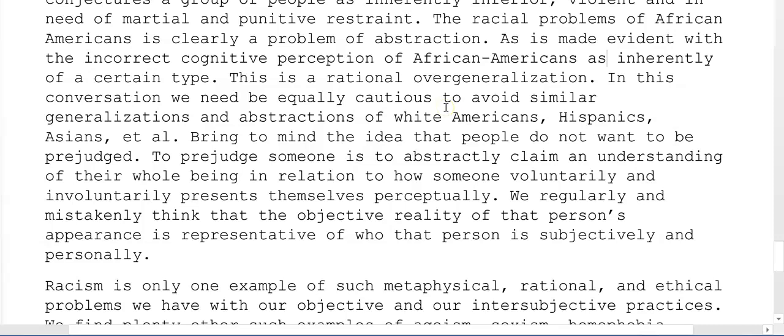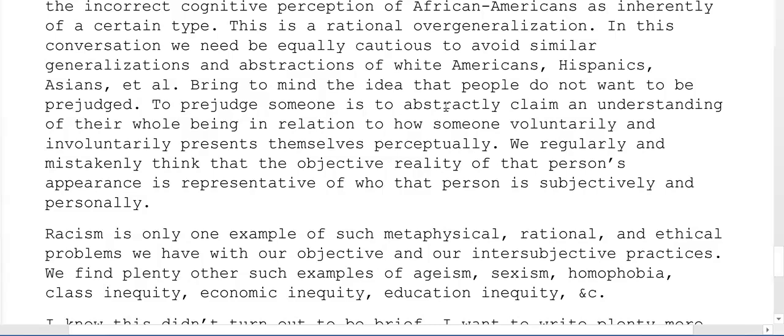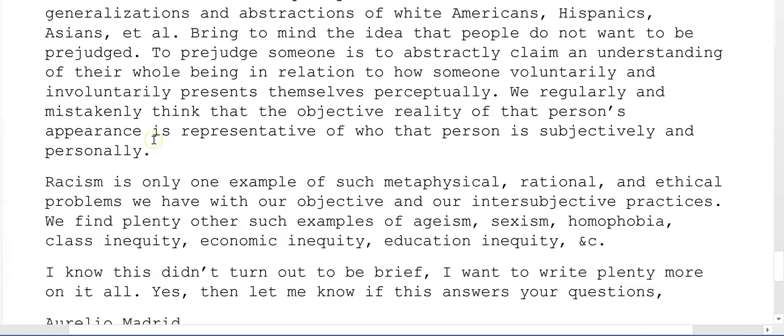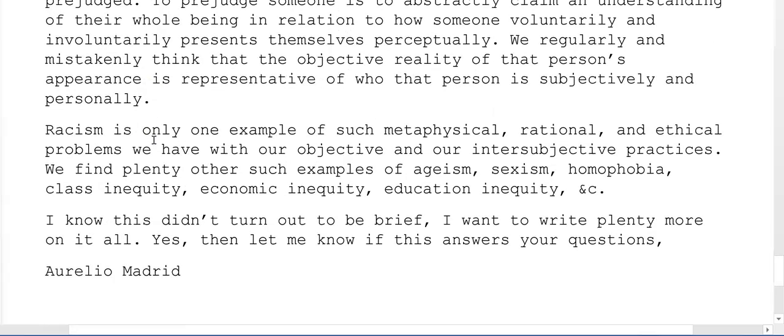In this conversation, we need to be equally cautious to avoid similar generalizations of white Americans, Hispanics, Asians, etc. Bring to mind the idea that people do not want to be prejudged. To prejudge someone is to abstractly claim an understanding of their whole being in relation to how someone voluntarily and involuntarily presents themselves perceptually. We regularly mistakenly think that the objective reality of that person's appearance is representative of who that person is subjectively and personally.